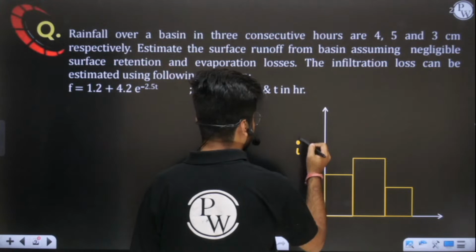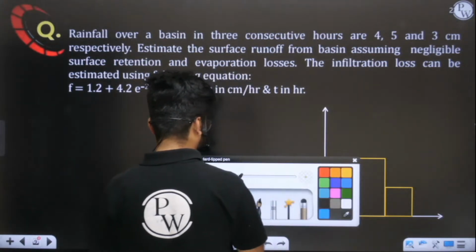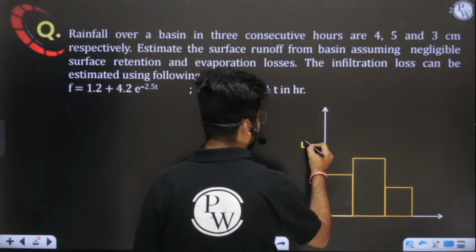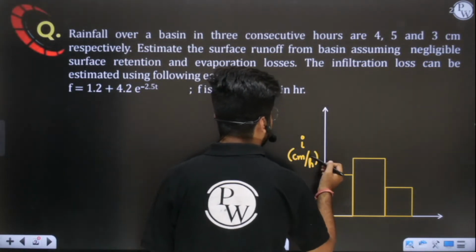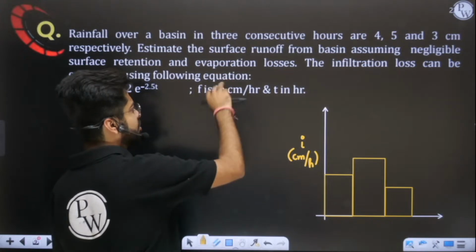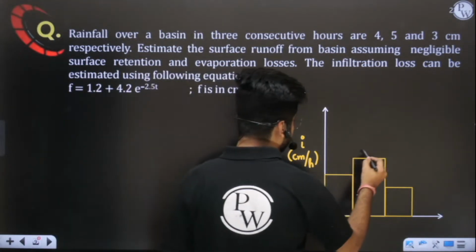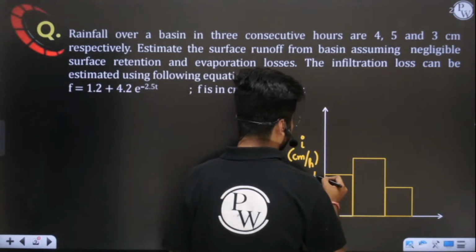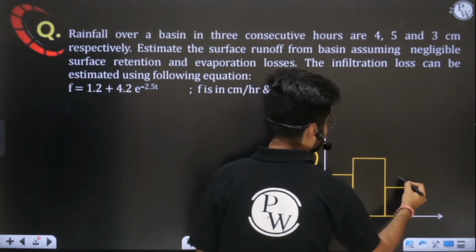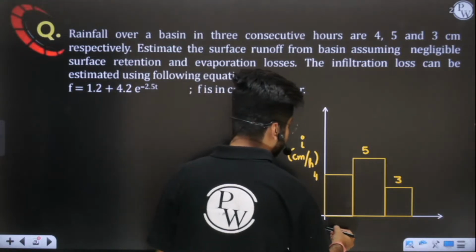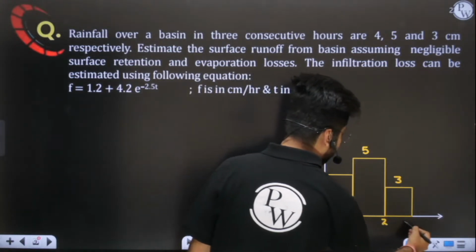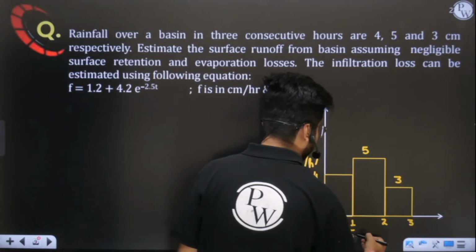I is intensity in centimeter per hour, because this question says everything will be in centimeter per hour only. This is 4, this is 5, and this is 3. And this is the first hour, second hour, and third hour. Here we have time, in hours.